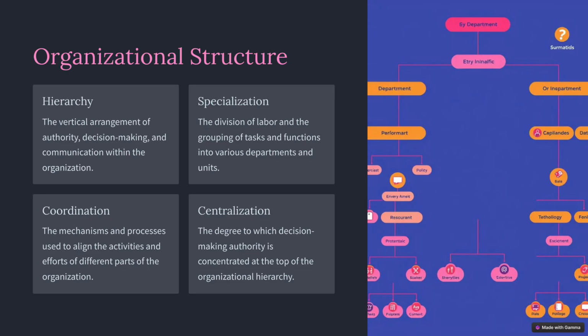Organizational structure. 1. Hierarchy: the vertical arrangement of authority, decision-making, and communication within the organization. 2. Specialization: the division of labor and the grouping of tasks and functions into various departments and units. 3. Coordination: the mechanisms and processes used to align the activities and efforts of different parts of the organization.